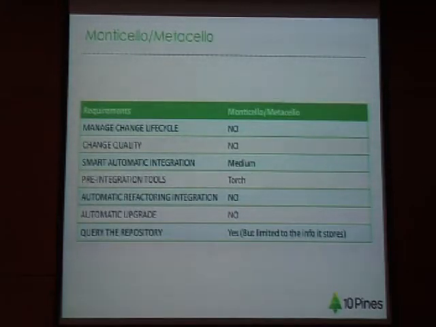What about Monticello and Metacello? They're a great solution. It's very simple, and it works really great. But there are some things that we want to do that they don't support. For example, manage the change life cycle. We don't have that kind of information. Or we don't have the information between commits, between versions, of how many times a person edited a method. We don't know that. We don't have refactoring information in the SCM tool. We only have the changes.